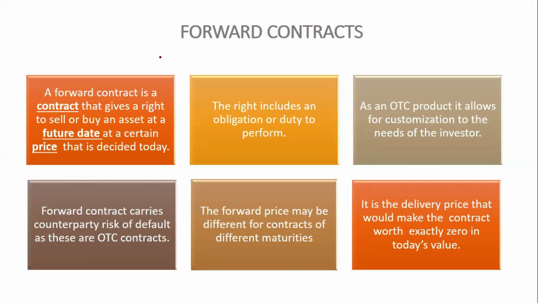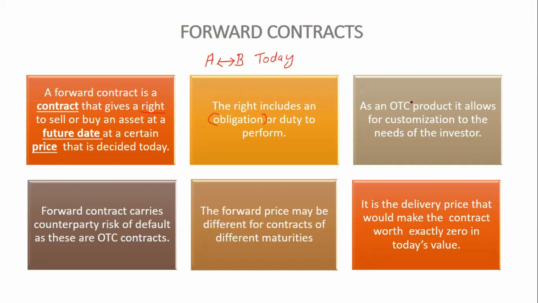Forward contract is a contract that gives a right to sell or buy an asset. But this is not just a right, it is an obligation as well. So when two parties enter into a contract, both are obligated to fulfill the contract from their side. They will enter into a contract today. They will fix the price today itself, but the actual exchange of the underlying asset and the money is going to happen sometime in future.